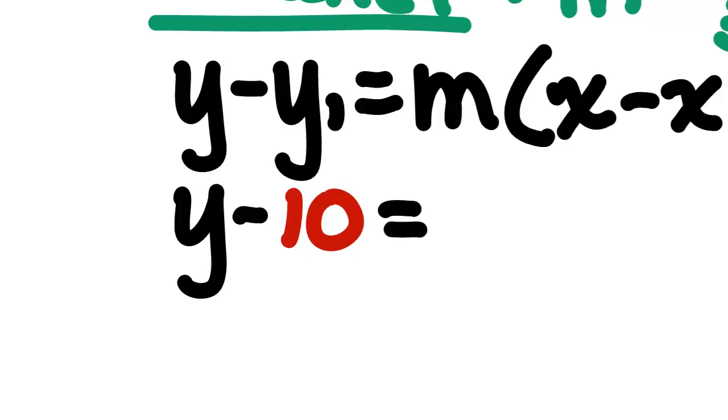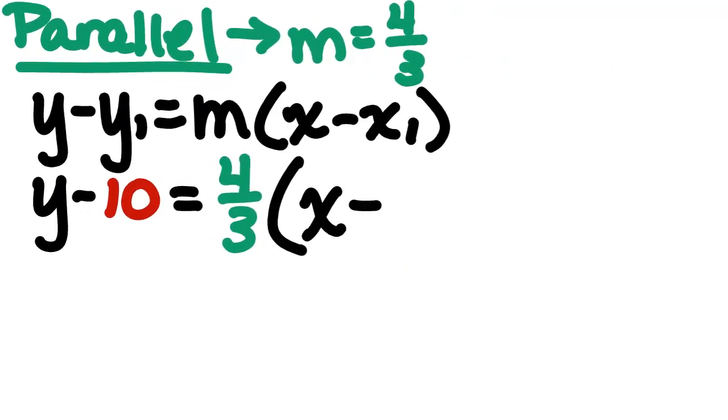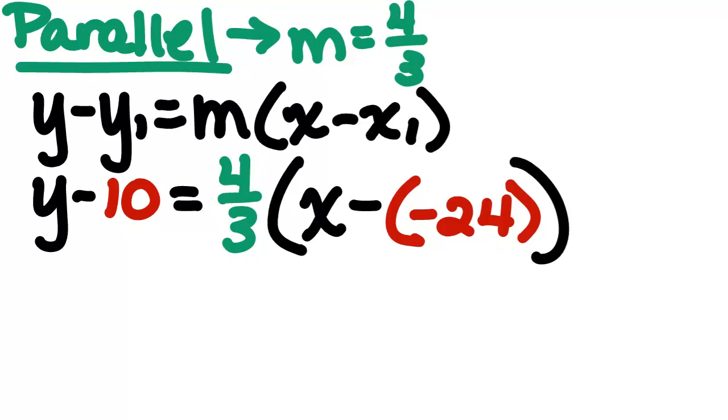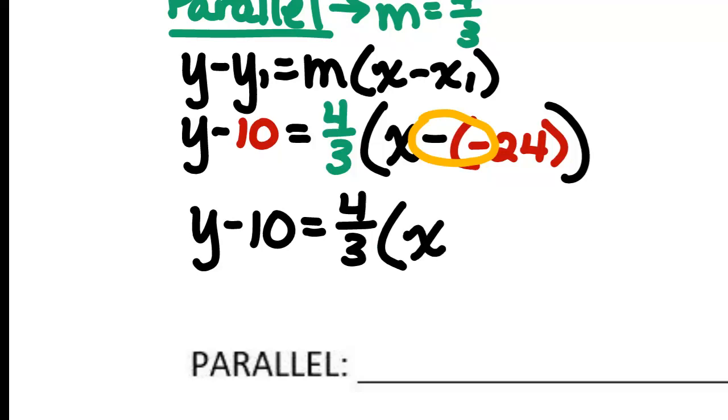equals, what do I put in for m for the parallel? 4/3. And then parentheses, x minus, what's my x1? Negative 24. Be careful there. We are subtracting a negative here. So that's going to turn into addition. So I have y minus 10 equals 4/3 times x plus 24.